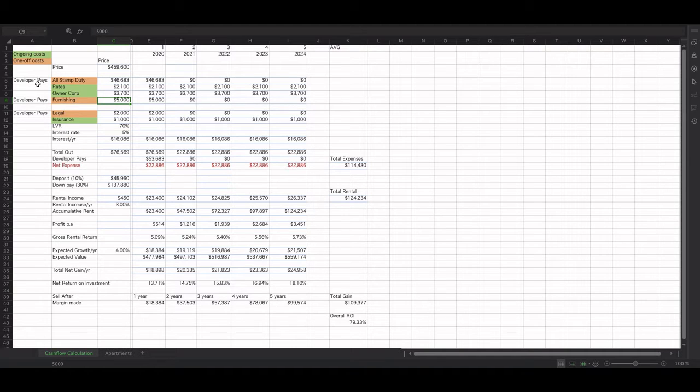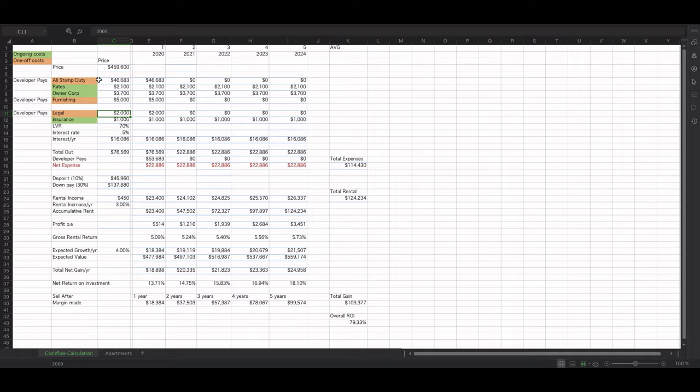So in this case, the deal that we've negotiated with the developer is that the developer, as the seller, is paying the stamp duty, by way of rebates, as well as the furnishing, and also the legal cost. The legal cost here is something that the buyer should be paying to their own solicitors, but in this case, as an incentive, the developer is paying it in terms of a rebate up to $2,000.